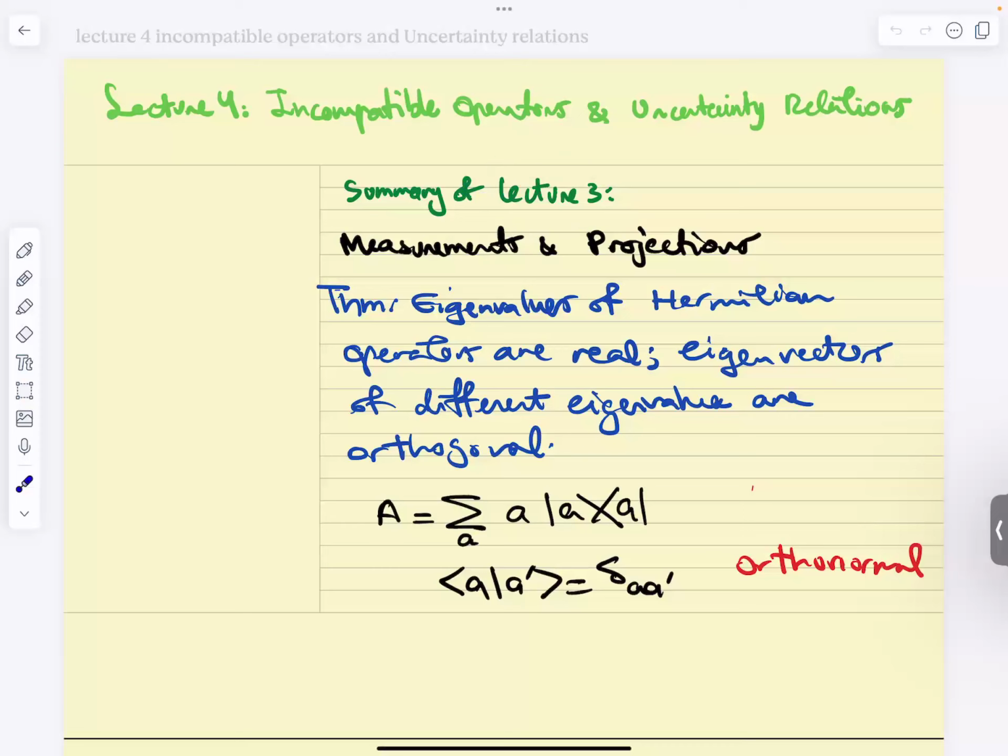In lecture 3, we started the discussion of measurements and projections. A key theorem that we went over was, if my handwriting is not legible, just ask. The theorem (THM, I often mean theorem) is that the eigenvalues of Hermitian operators are real. A Hermitian operator is an operator that's equal to its adjoint, and the eigenvectors of different eigenvalues are orthogonal. We also said that the eigenvectors of a Hermitian operator span the full Hilbert space.